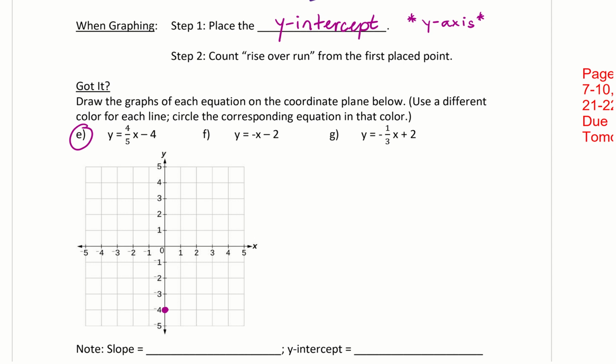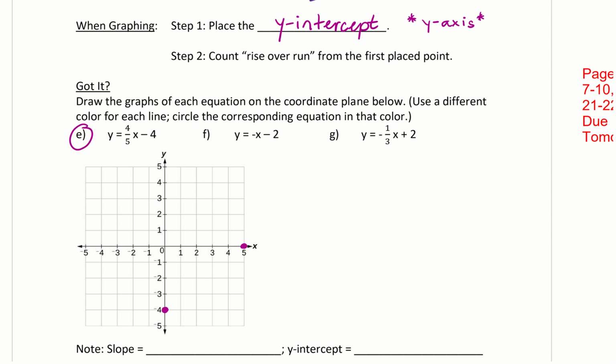So your slope is 4/5. So you are going to rise 4. That should take you to the origin, and you're going to run 5. It should take you to your x-intercept, which we haven't talked about yet, which is at 5. Okay, so (5, 0) is the other point.